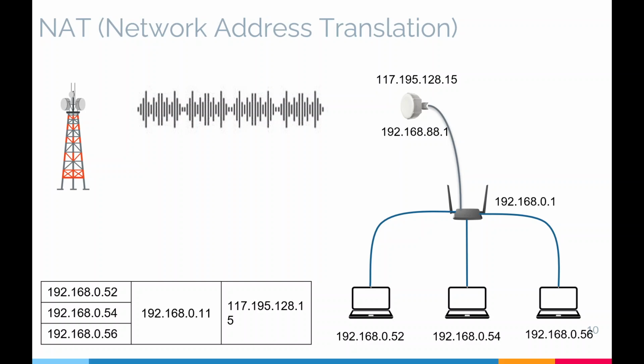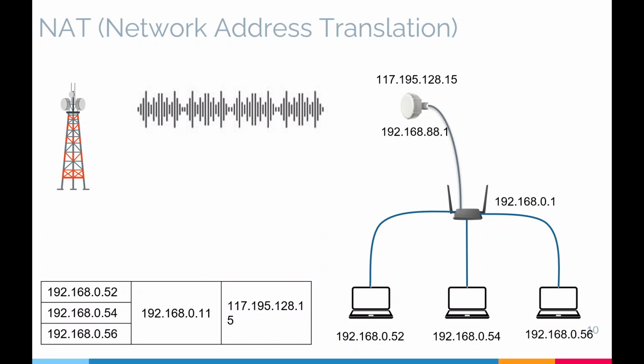So all of these IP addresses first get converted into, here's a correction, it should be only one. So it gets converted into 192.168.0.1, and later on it gets converted into the public IP, which is 117.195.128.15. So this is how internet is accessed.